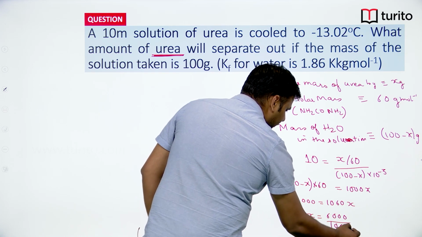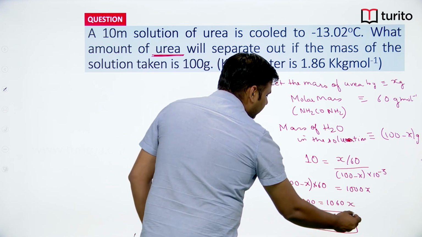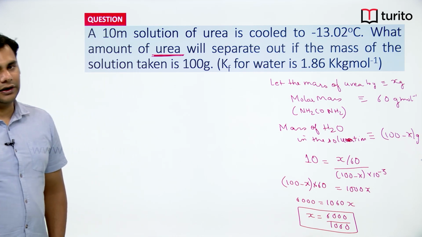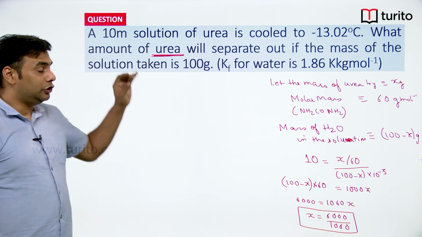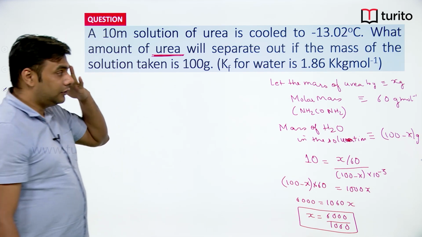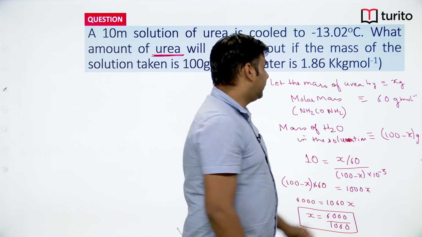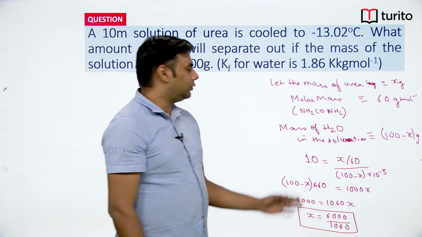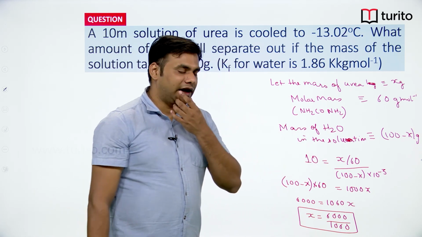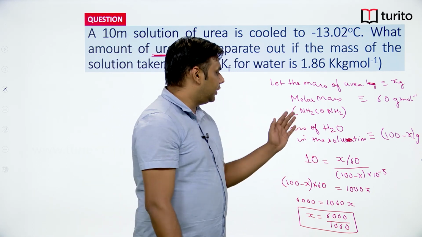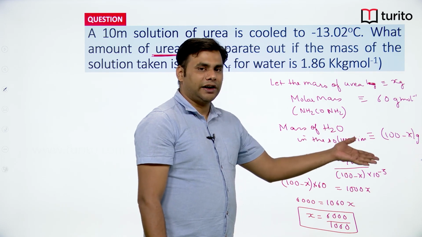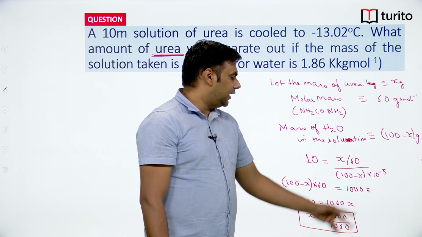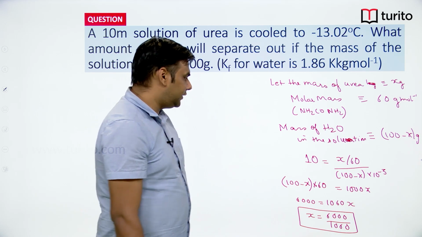So this would be the mass of solute taken initially, the mass of urea in the 10 molal solution. We have assumed the mass of the urea as x gram. Molar mass of urea was 60, so the number of moles of urea would be x upon 60. The mass of water in the solution would be 100 minus x, and in kg we can write it as (100 minus x) into 10 raised to minus 3.